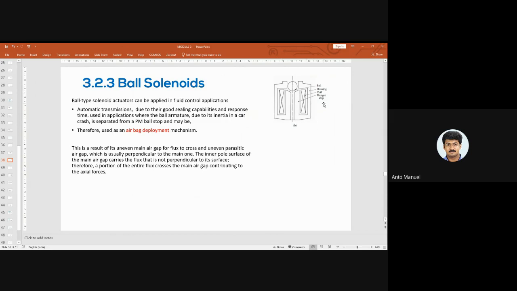One of the major things we should analyze in the ball solenoid is that the air gap between the housing as well as the plunger stopper is not uniform. It is uneven, we can say. Due to the unevenness of the air gap from the ball solenoid to the plunger stopper, we can embed the system into multiple applications, like I have already said, airbag deployment and automatic transmission systems as well.